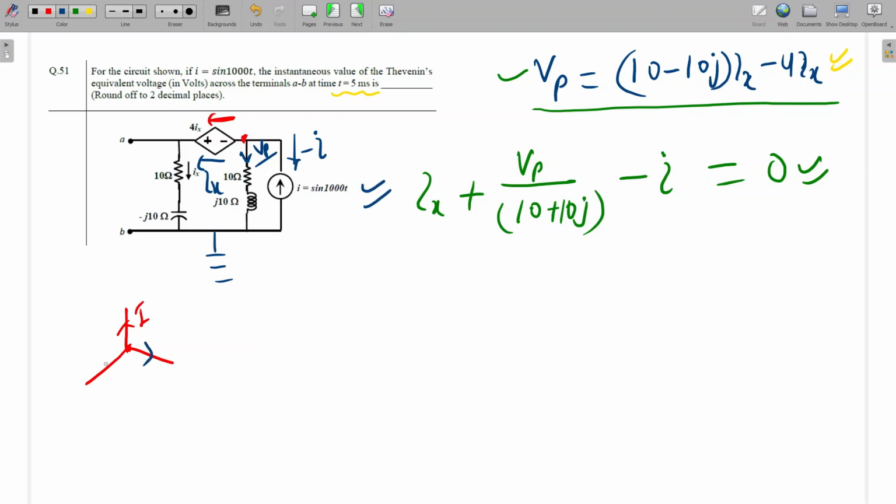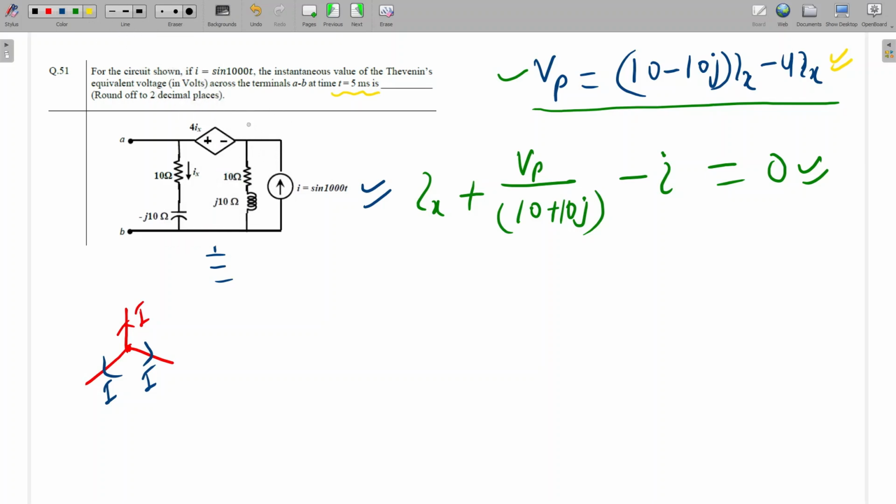Sir, how did you write the Vp equation? Okay, I will explain again, one second. See, Vp means the potential of this voltage point.